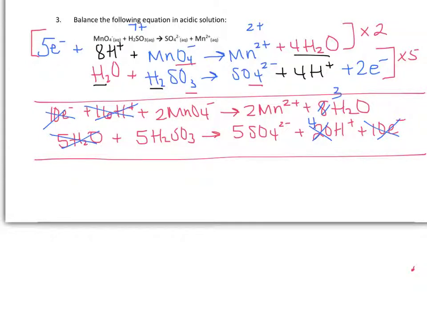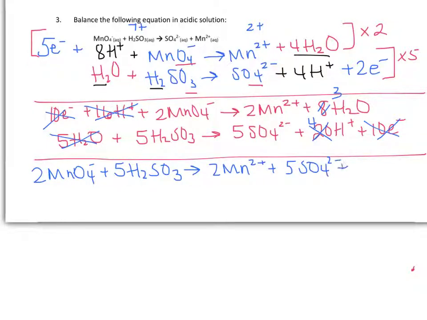Once everything's been cancelled, we can now write out the overall reaction. 2 MnO4 negative plus 5 H2SO3 goes to 2 Mn2 positive plus 5 SO4 2 negative plus 3 H2O plus 4 H positive. We know that we've balanced this in acidic solution because we're left with H positive. At this point, you can now do the balancing in acidic solution questions on the worksheet.